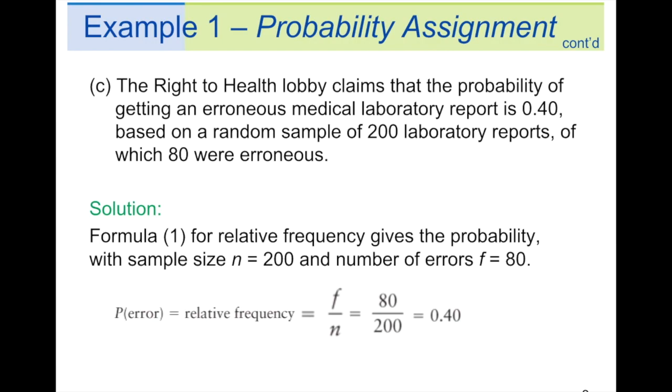So the probability that there's an error is relative frequency, f over n. So 80 number of erroneous reports divided by the 200 total reports. 80 divided by 200 is 0.4.